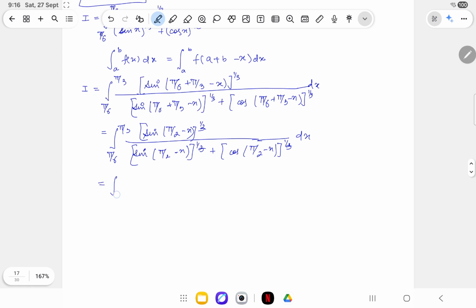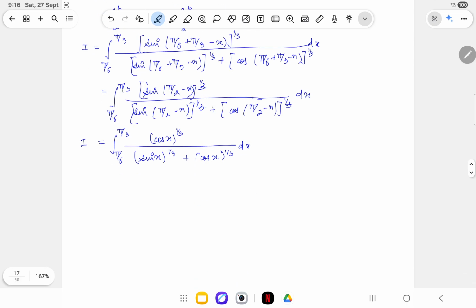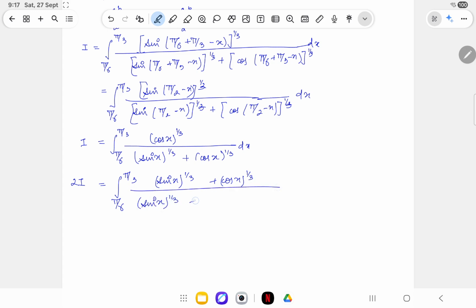Now if we further simplify it, we'll get integration from pi by 6 to pi by 3, and sin of (pi by 2 minus x) is cos x, so it will be cos x raised to 1 by 3 divided by sin x raised to 1 by 3 plus cos x raised to 1 by 3 dx. Now let's add equation 1 and equation 2. So we'll get our 2I as integration from pi by 6 to pi by 3 of sin x raised to 1 by 3 plus cos x raised to 1 by 3 divided by sin x raised to 1 by 3 plus cos x raised to 1 by 3 dx.